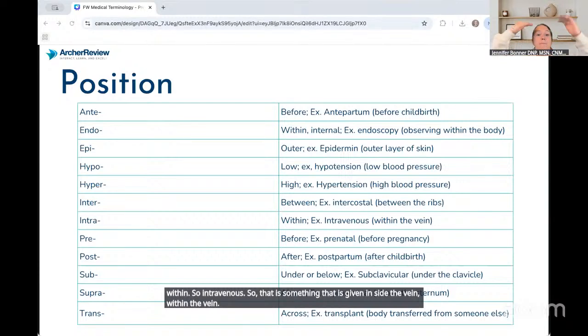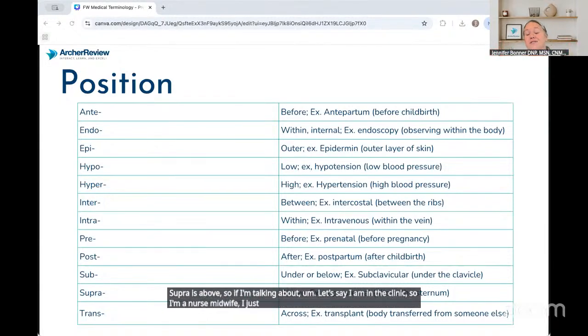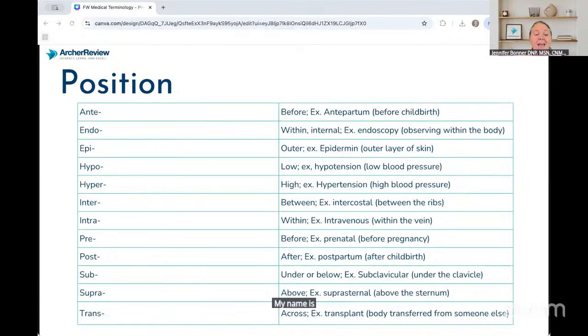Supra is above. So let's say I am in the clinic. I'm a nurse midwife. I just realized I didn't introduce myself to you, so let me do that right quick. My name is Jennifer Bonner. I am a certified nurse midwife. I've been a nurse for 15 years, so I've used a lot of these words.